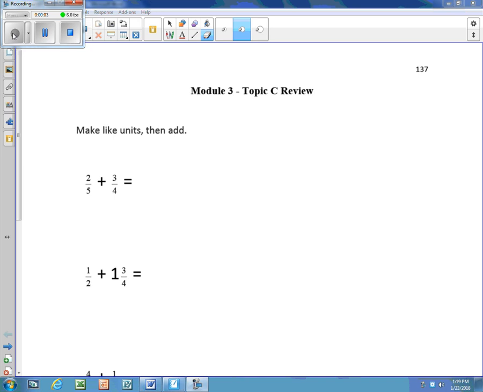Module 3, Topic C review. So first it says to make like units. That means to make equivalent fractions.